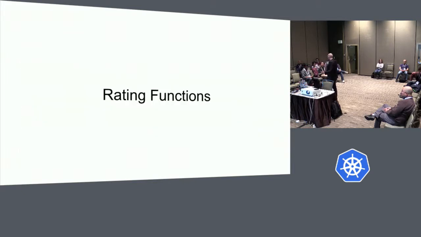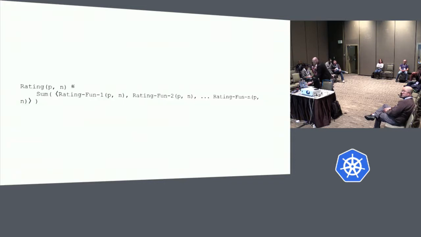So the filter functions select nodes, right? And then the rating functions assign a score for the node. Very similar to the filter function, the rating function applies individual ratings to pods and nodes, sums up this rating, and then for the set of nodes, takes the highest rated ones.